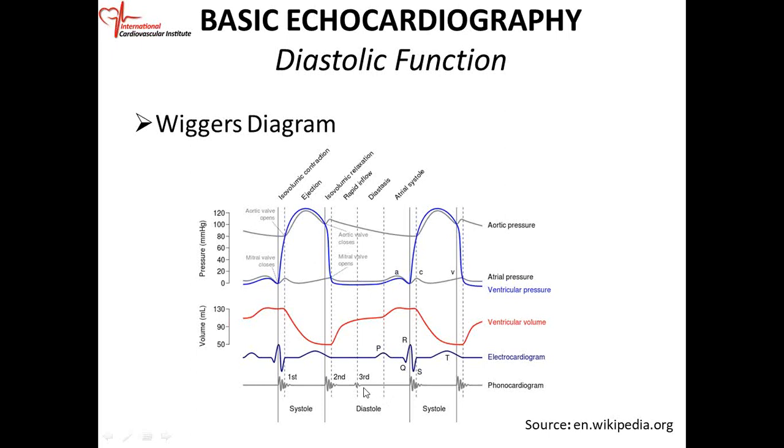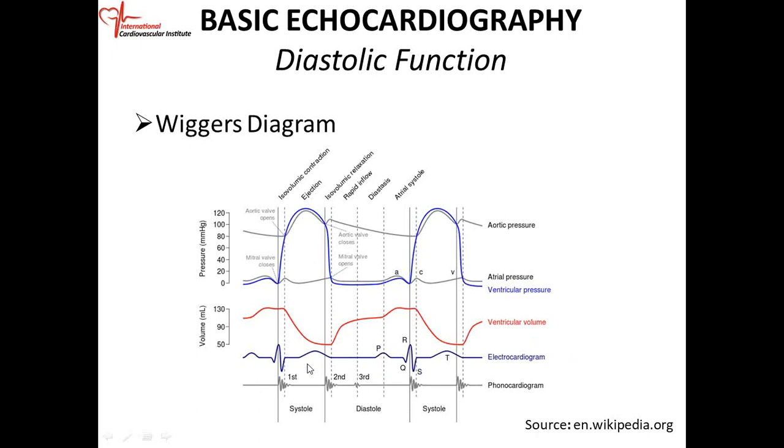So anyway, diastole is from S2 to S1. And if the patients have heart failure, you'll hear an S3. If they have hypertension, a poorly compliant ventricle, you can hear an S4. So this is your phonocardiogram, what you listen to.